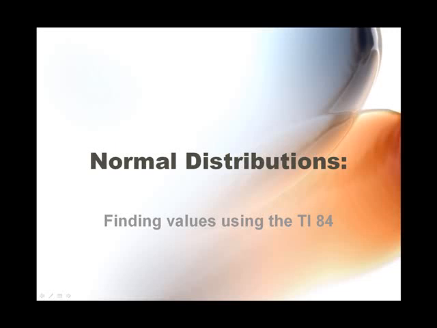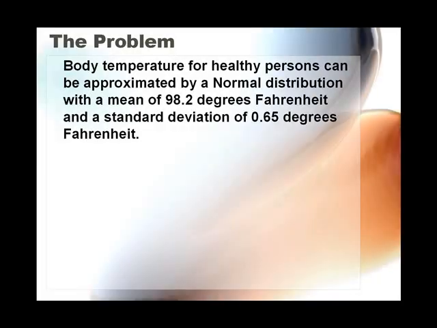In this video, we'll use the TI-84 and normal distributions to find values when we're given a percentage or a proportion. So our problem is: the body temperature for healthy persons can be approximated by a normal distribution with a mean of 98.2 degrees Fahrenheit and a standard deviation of 0.65 degrees Fahrenheit.